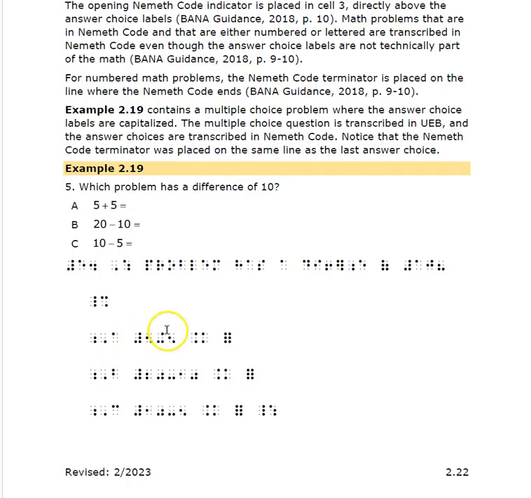219 has a multiple choice problem where A, B, and C are the options. So they are capitalized letters, sorry. So you would just use your letter sign and then a capital and then the A. Letter sign, capital B, letter sign, capital C. Okay?